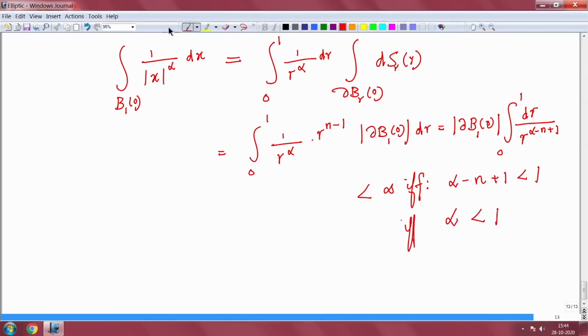So, this type of singularity, the integral of 1 by mod x to the power alpha dx, is finite for alpha less than n, alpha less than n.